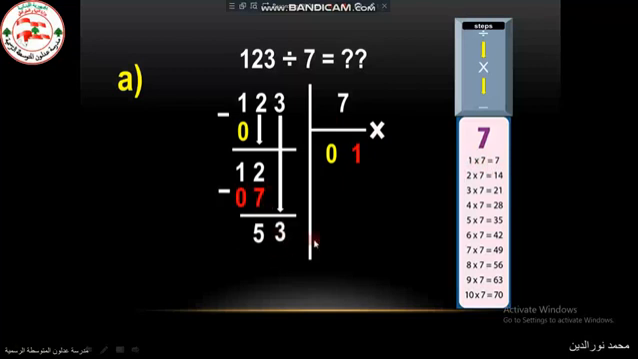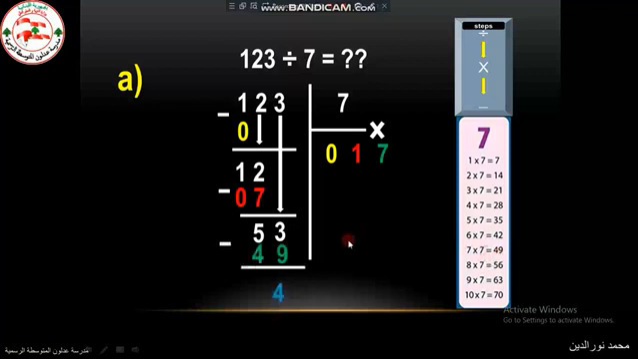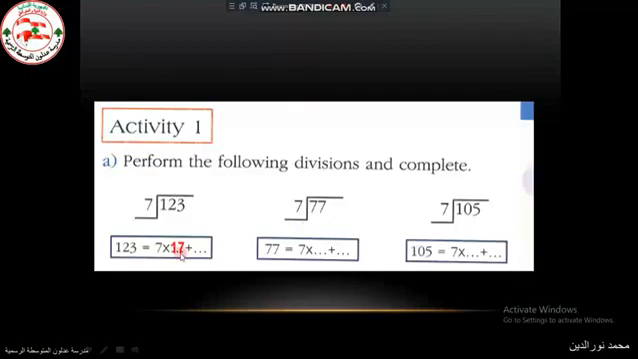Then we have 53. In the multiplication table we have 53 here, so we take 7 by 7. Then 7 by 7 is 49. 53 minus 49 is 4. Then the quotient is 17 and the remainder is 4. We put them in the equality, so we have 17 plus 4. Then we have to divide 77 by 7.